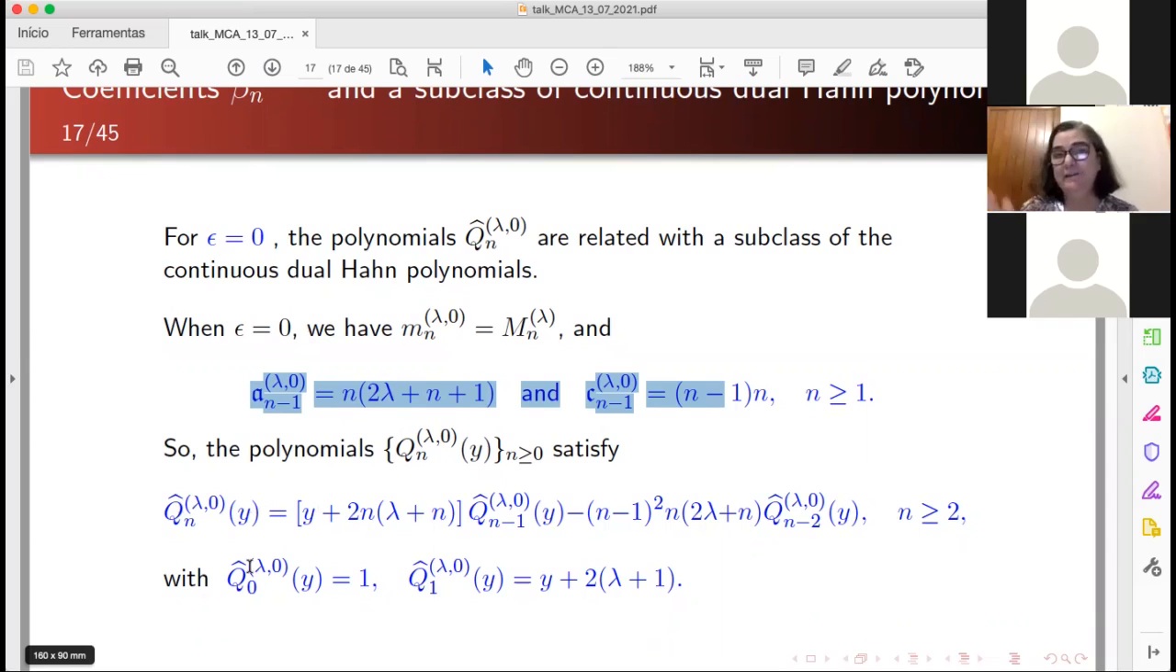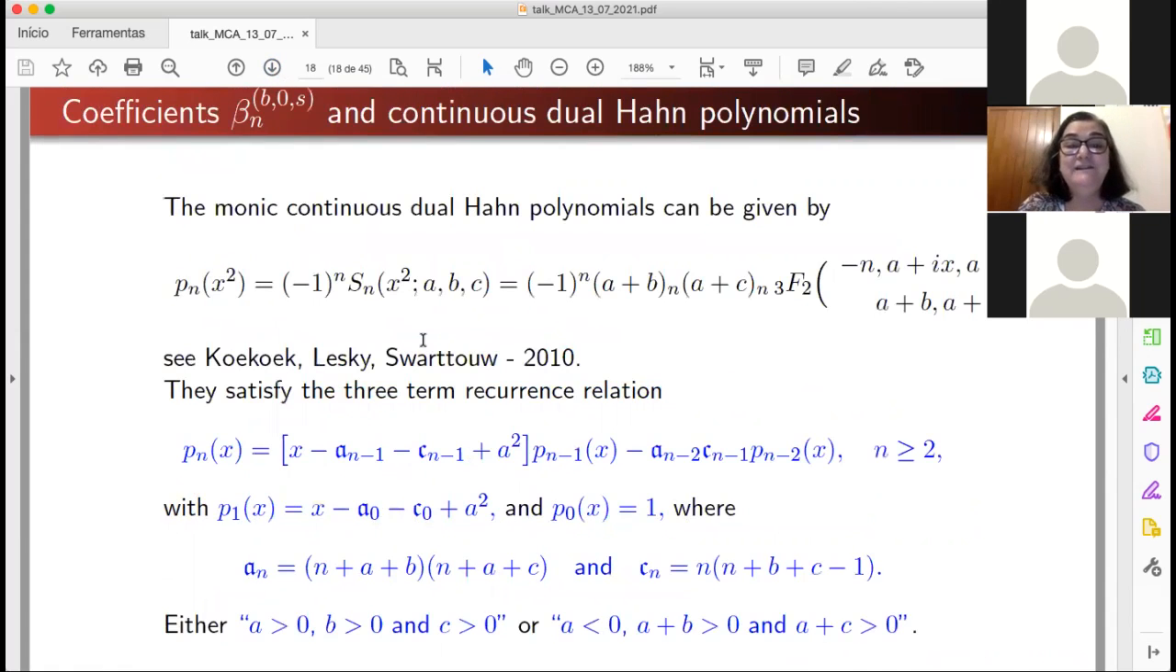During the studies of Jéssica, our PhD student, we were thinking: can we realize which of these polynomials are some known polynomials? After some research, we came across that these polynomials are related with continuous dual Hahn polynomials. Just to remind, what are the continuous dual Hahn polynomials?